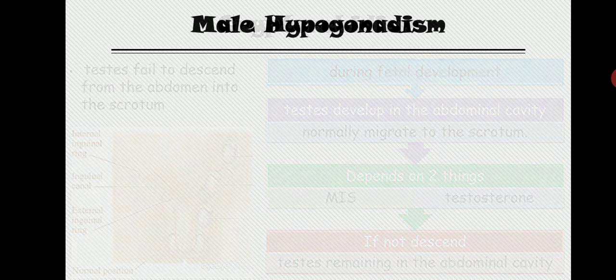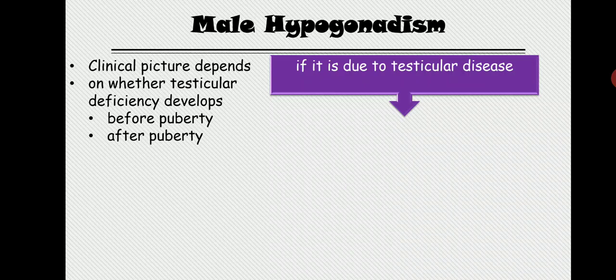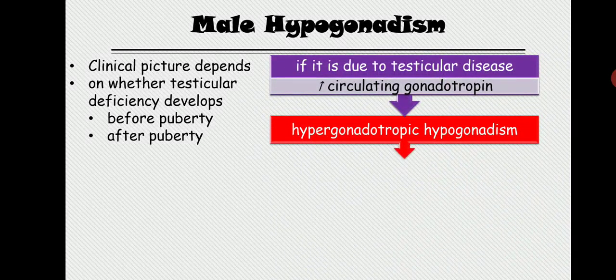Now let's see what happens in male hypogonadism. Again, the clinical picture depends on whether the testicular deficiency develops before puberty or after puberty, right? If it is due to testicular disease, the problem lies in the testis, then there is increased circulating gonadotropin. That condition is known as hypergonadotropic hypogonadism.